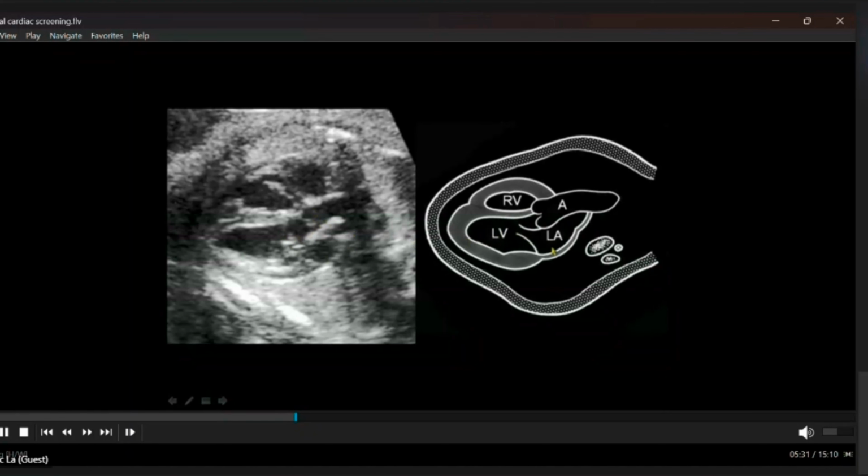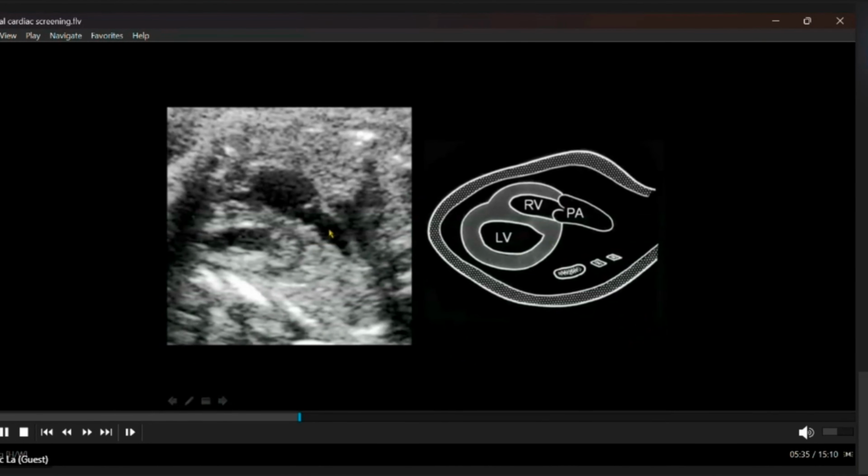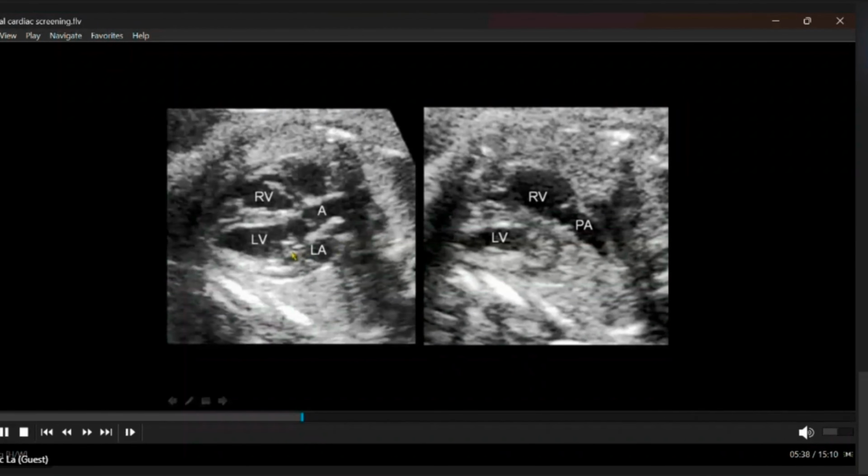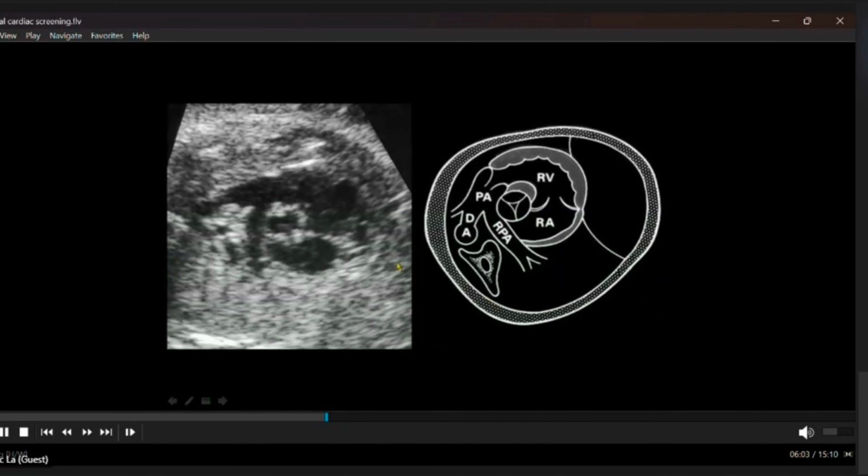This is the LVOT view: left atrium, left ventricle, aorta, and this is the RVOT view. And then the most important thing is that these ventricular outflow tracts cross each other. Usually we see the left ventricle, and then the aorta is going away from the left ventricle, and the pulmonary artery is going away from the right ventricle, and they cross each other. When you sweep, you will see that they are crossing each other.